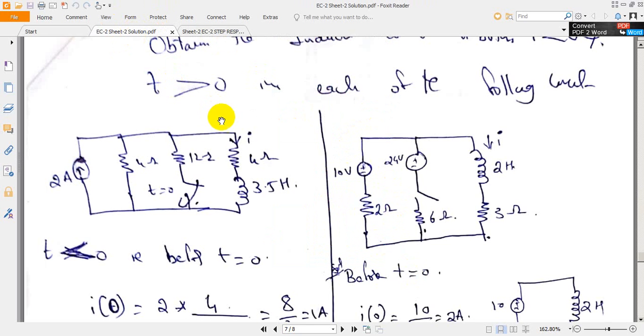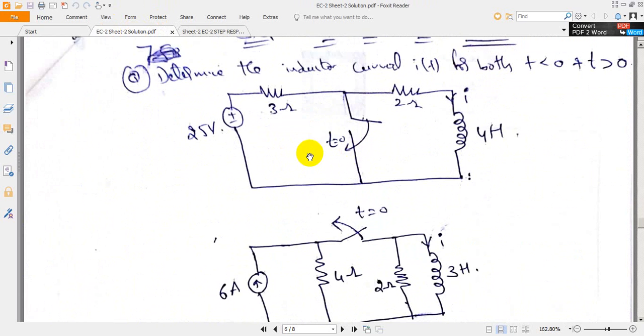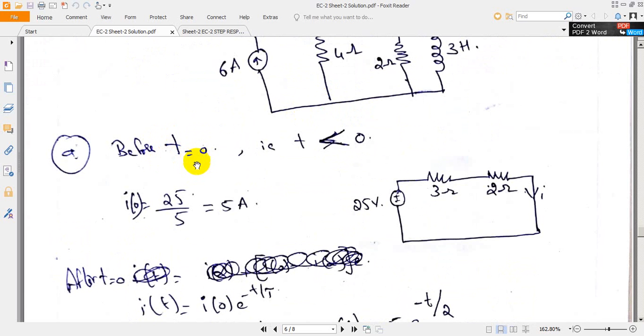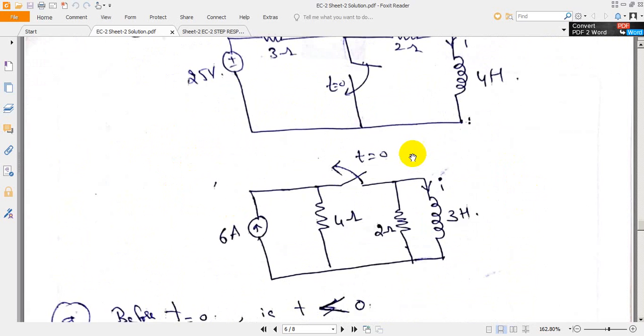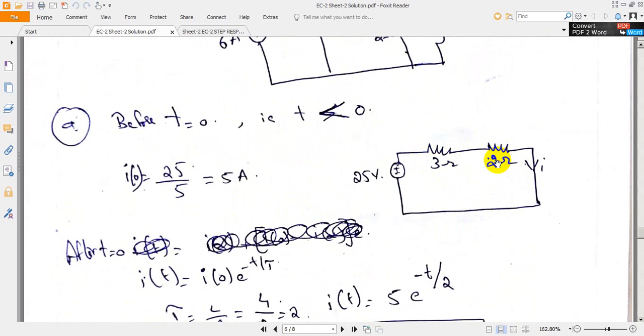If we go into the solution, problem number 5, step response of RL circuit, these are the two circuits we are using here. For the first part, before t is equal to 0, this part of the circuit is not connected initially. Only this 3 ohm resistance, 2 ohm resistance and the inductor are connected. The inductor is short circuited. The current through the inductor before the switching operation is I of 0.